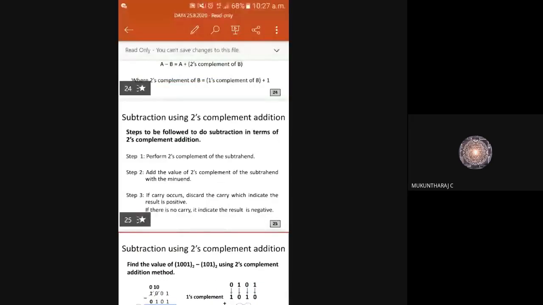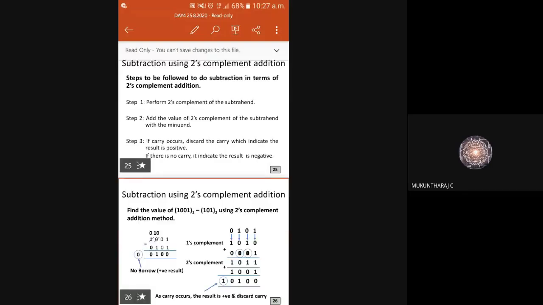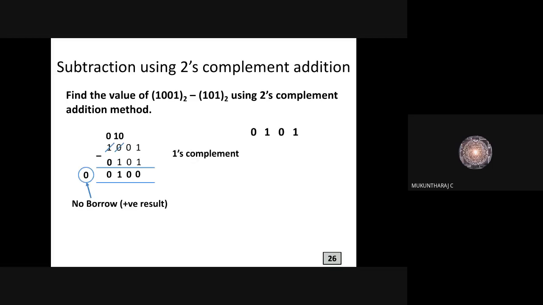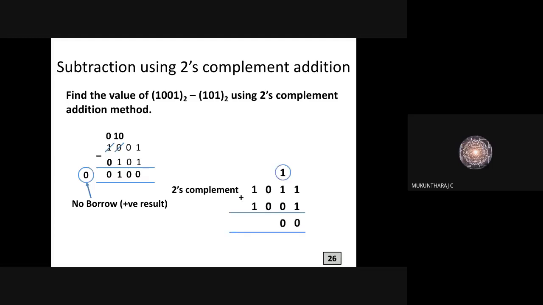So, see what we have said in step 3. If carry occurs, discard the carry, which indicates the result is positive. That's what we have said. Correct? So now, in the result of this particular operation, what have I got? I will be getting carry. So with the 1's complement and 2's complement of the number, I am adding the first number, and I am getting a result like this. Okay. So in this, have I got a carry at the end?